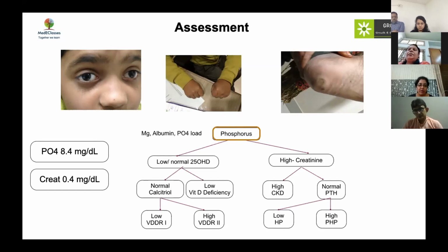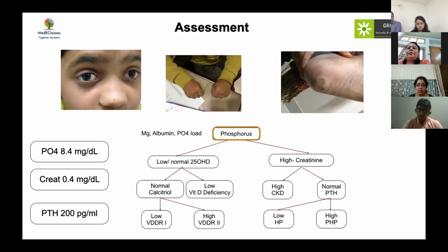So one needs to evaluate the possibility of chronic kidney disease by evaluating creatinine, which was normal. So we are left with the evaluation of PTH level, which was very high. So even in the presence of such a high PTH, the phosphorus was high and calcium was low, which gives us the final diagnosis of pseudohypoparathyroidism.